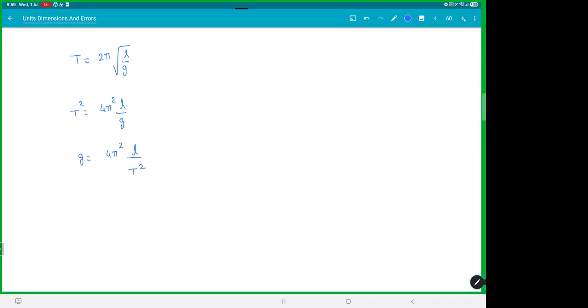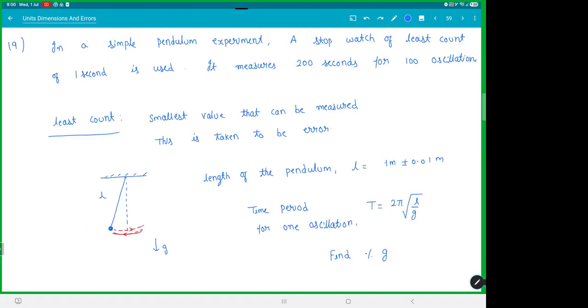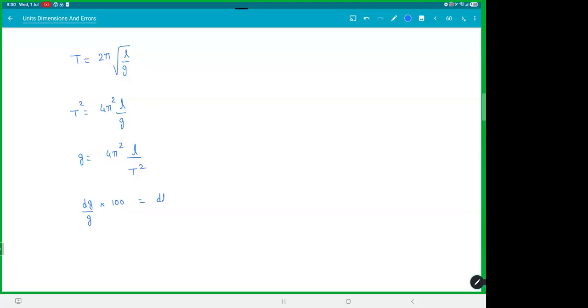It looks like power rule. 4 pi square is constant. So dG by G into 100 equals dL by L into 100 plus 2 times dT by T into 100.